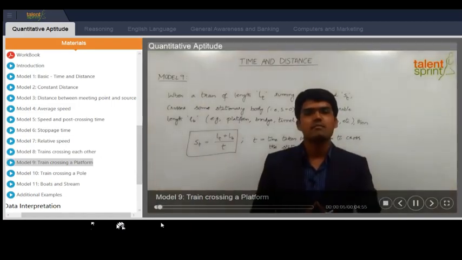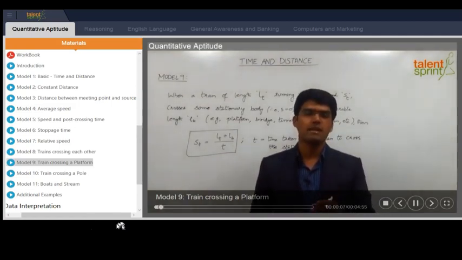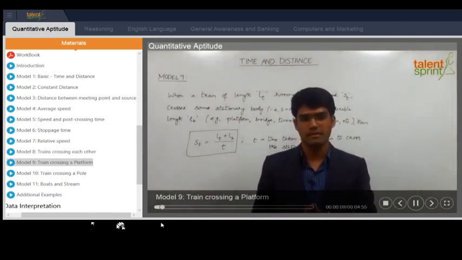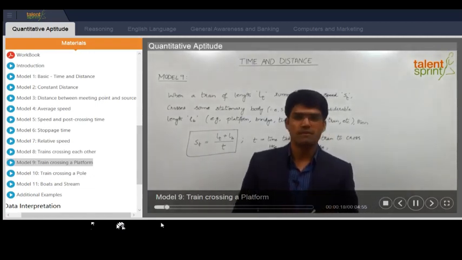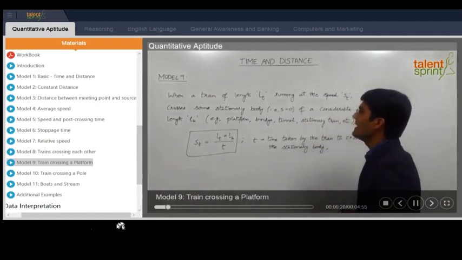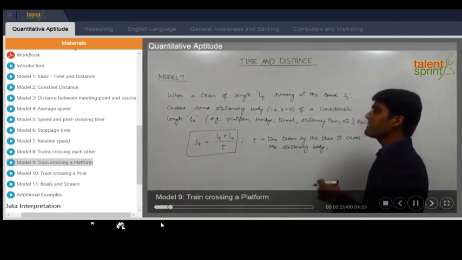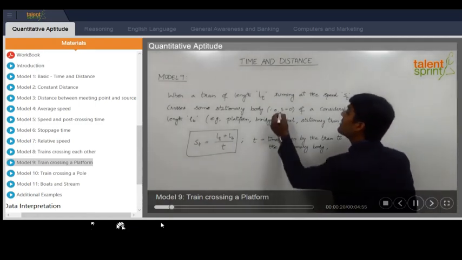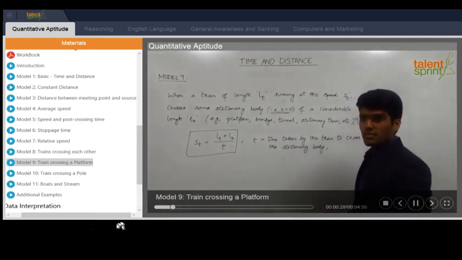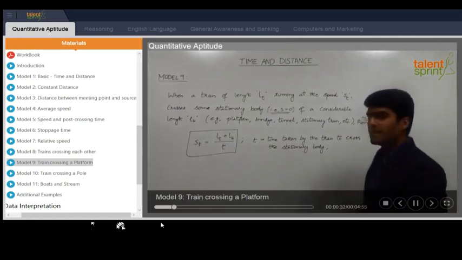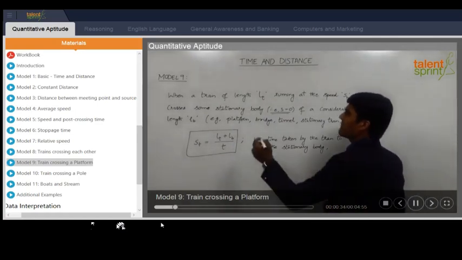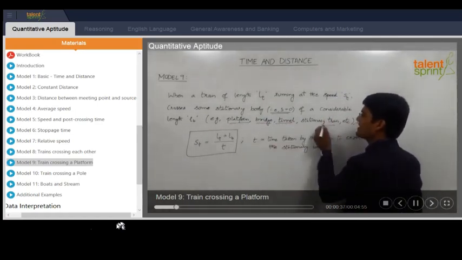Let us now take the next model from time and distance, which is again based on the concept of relative speed. Here, a train of a given length has to cross another stationary body of some considerable length. Let us understand the equation first. When a train of length LT running at the speed ST crosses some stationary body, that is, the speed of the body is 0 as it is a stationary body, of considerable length LB. For example, platform, bridge, tunnel, stationary train, etc.